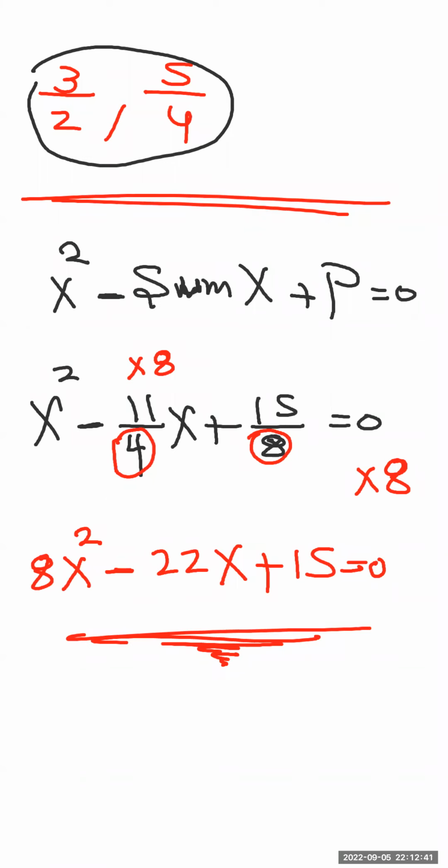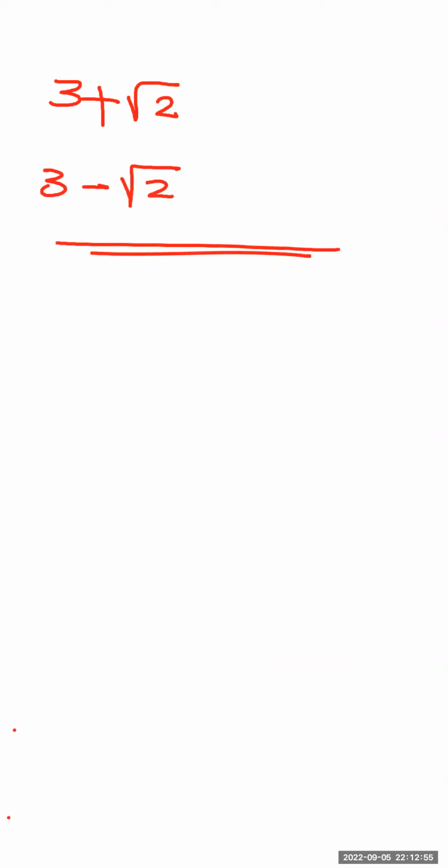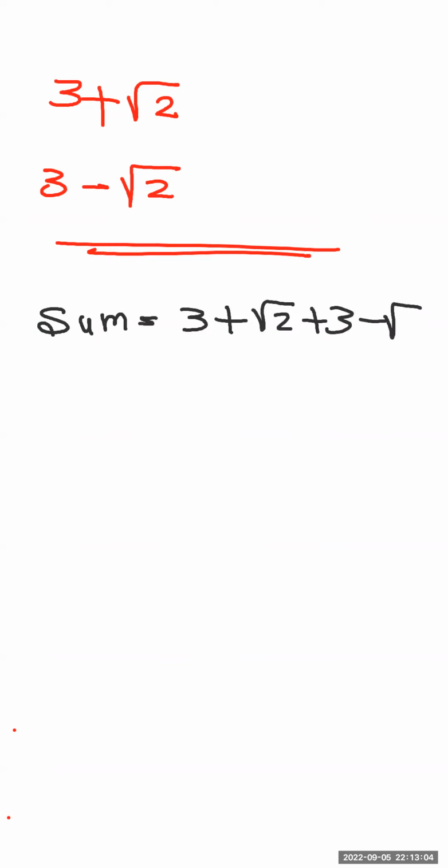Okay. Another example, I'm going to write down two roots like this: 3 plus the square root of 2, 3 minus the square root of 2. Now write down the equation. Okay, so get the sum. Sum equals 3 plus the square root of 2 plus 3 minus the square root of 2. So this means it will equal 6. Because simply this term and this term are additive inverses of each other, so they will equal 0.